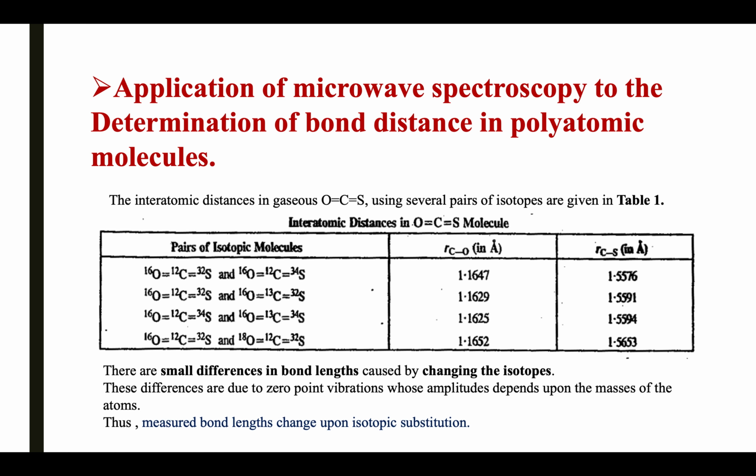So these small differences in bond length are caused by changing the isotopes. So due to the change in isotope we have got different bond lengths. So these differences are due to zero point vibration whose amplitude depends upon the masses of the atoms. So thus we observe bond length changes upon isotopic substitution. That's why we observe bond length changes.